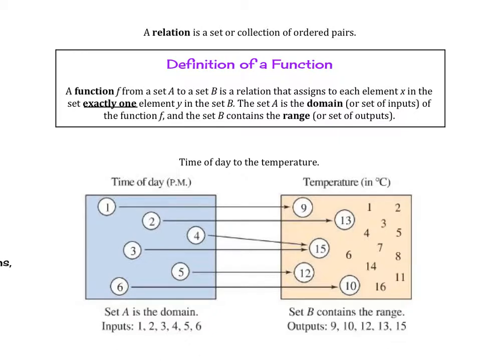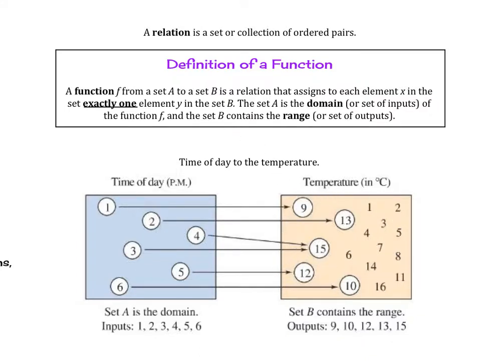A relation is a set or collection of ordered pairs. So let's look at specifically a function. A function f from a set A to a set B is a relation that assigns to each element x in the set A exactly one element y in the set B. The set A is the domain or set of inputs of the function f, and the set B contains the range or the set of outputs.